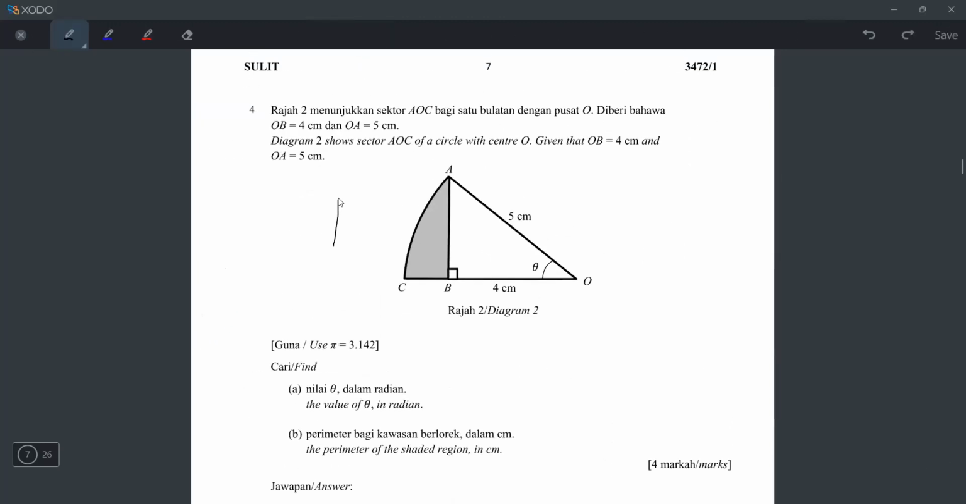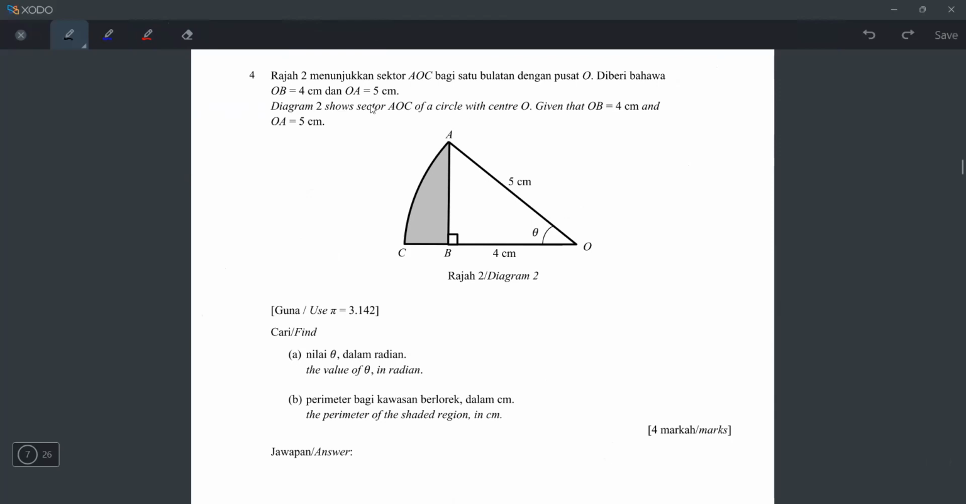Number 4, let's go. This is circular measure, right? I don't know, it looks like a circular measure question to me. So let's do it. Number 4, diagram 2 shows sector AOC of a circle. Okay, where is it? AOC is a sector, but you need to know sector consists of how many lines? 3 lines. Radius, radius, arc. So if AOC is a sector, means we can obviously say that AO and OC are the radius. Okay, and this is the arc.